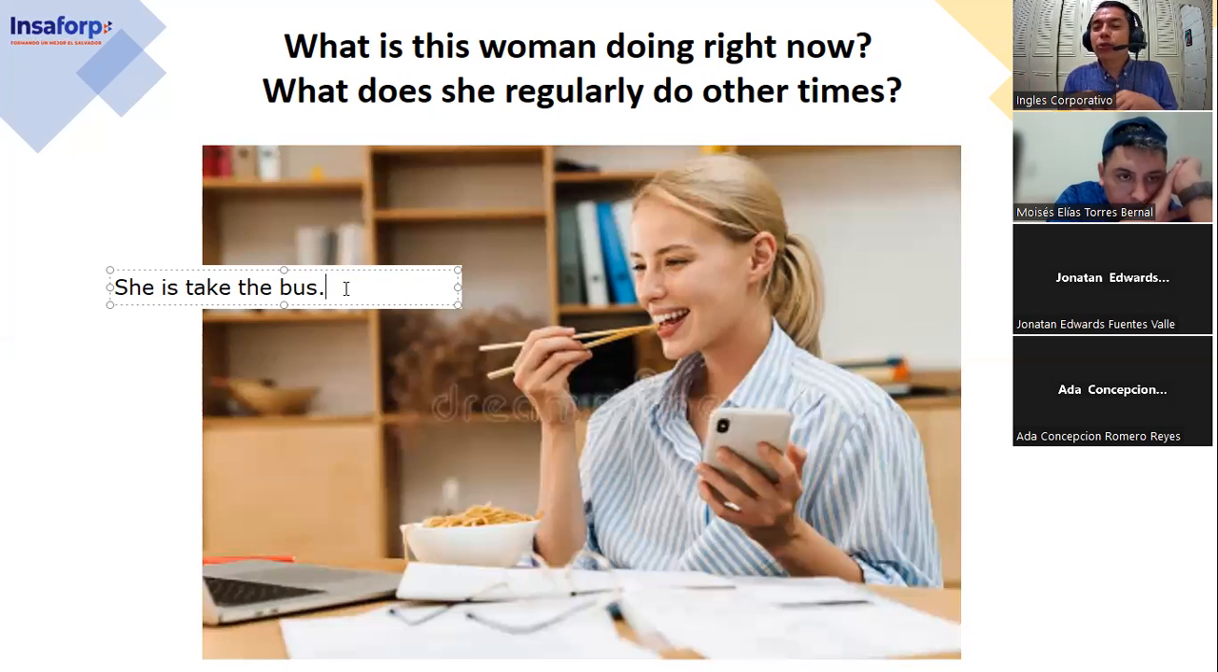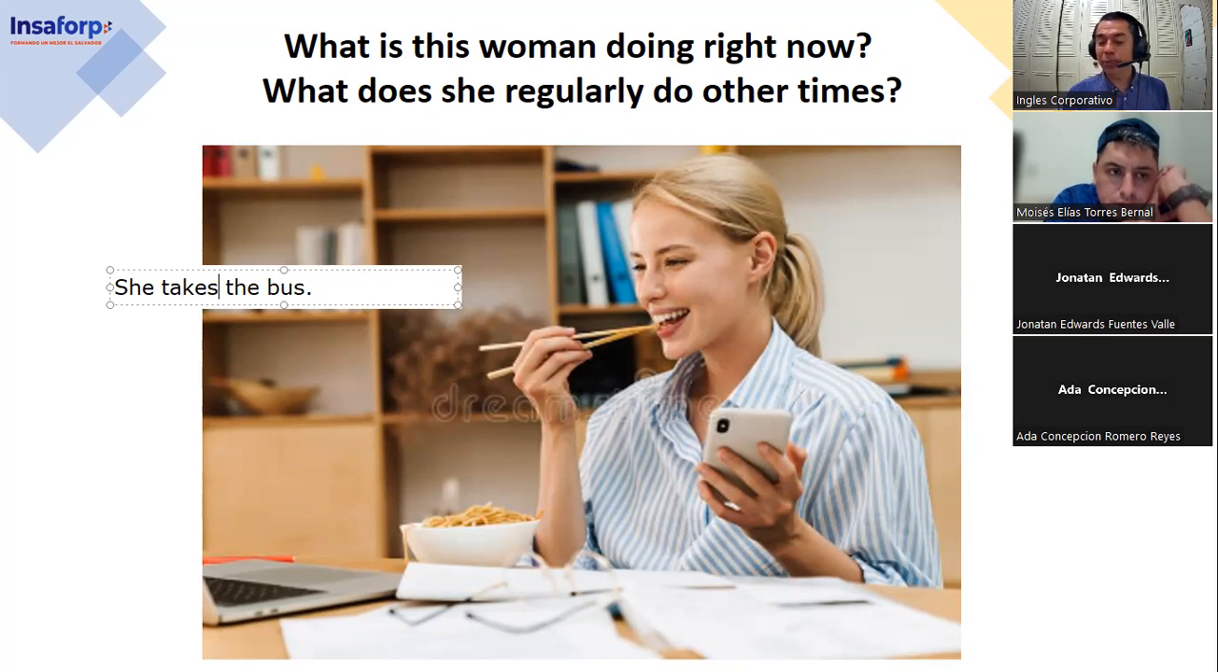el bus es algo, es una rutina, ¿verdad? Es un hábito, ¿sí? Es un hábito, una rutina. Entonces, hay una palabra ahí que no va, Ada. ¿Cuál es esa palabra? Si yo quiero describir que ella hace algo rutinario, ¿qué palabra no debo usar en esa oración? Is, correct. Thank you very much. Aquí ya resolvimos el misterio, ¿verdad? Y le agregamos una S, porque es tercera persona. She takes the bus. Ok, muy bien.